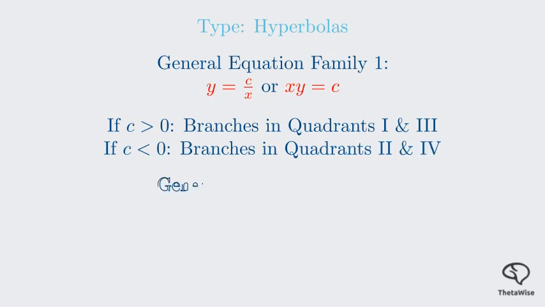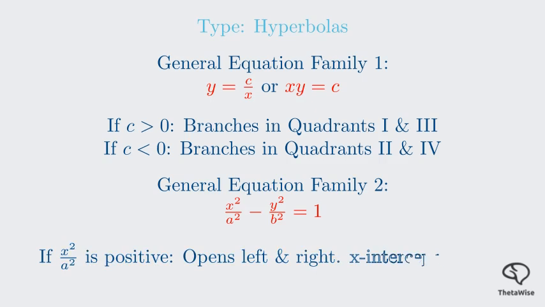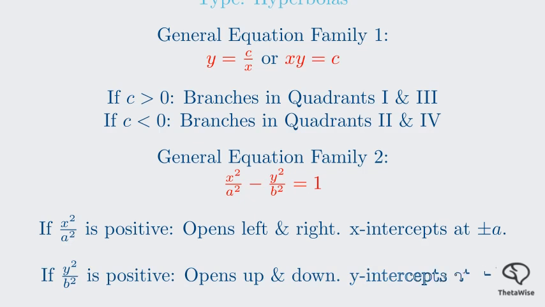The second family of hyperbolas is defined by an equation involving the difference of squared terms. For example, x squared over a squared minus y squared over b squared equals 1. For this form, if the x squared term is positive, the hyperbola opens left and right. Its x-intercepts are at negative a and a. There are no y-intercepts. If the y squared term is positive instead, the hyperbola opens upwards and downwards. Its y-intercepts are at negative b and b, and there are no x-intercepts.